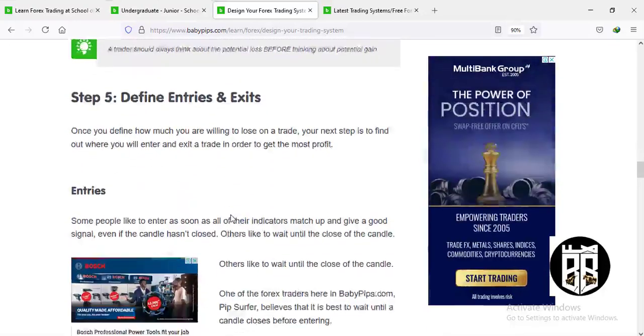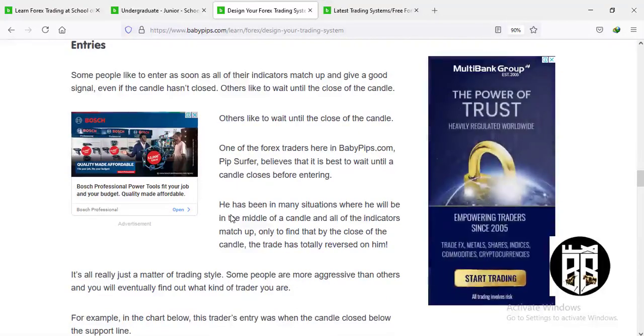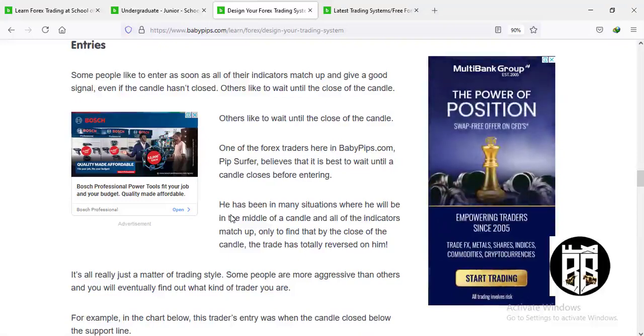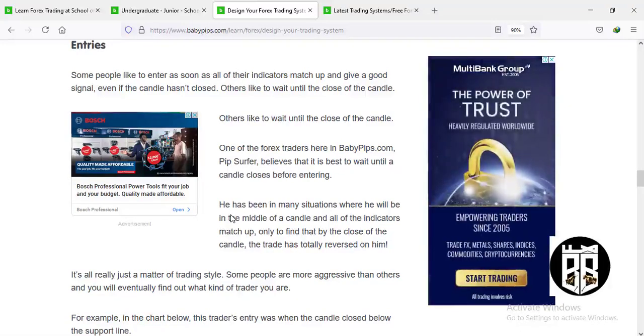The next step is to define entries and exits. So you have to figure out when you're going to enter into the market and when you are going to exit the market. Is it when the candles or the indicators cross over that you enter, or are you going to wait for the particular candle in the higher time frame to close before you enter into the market?